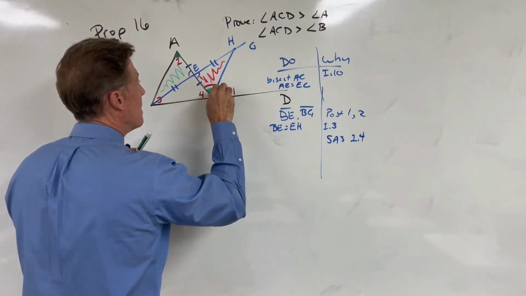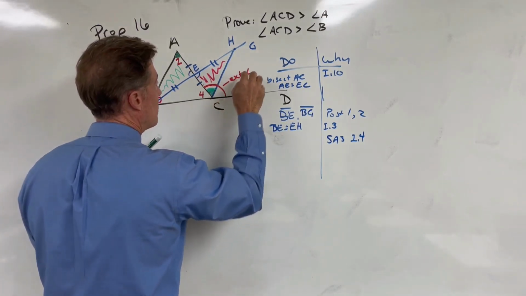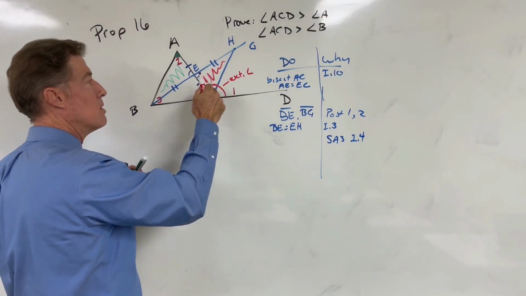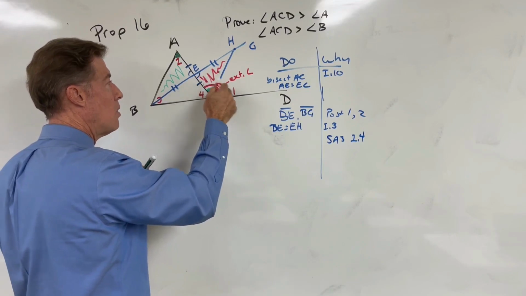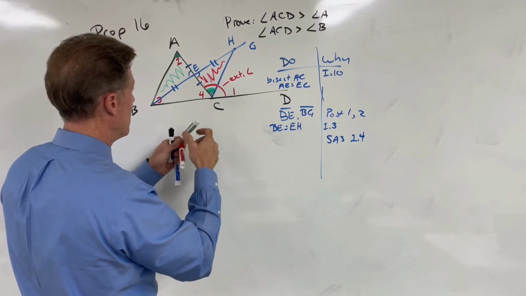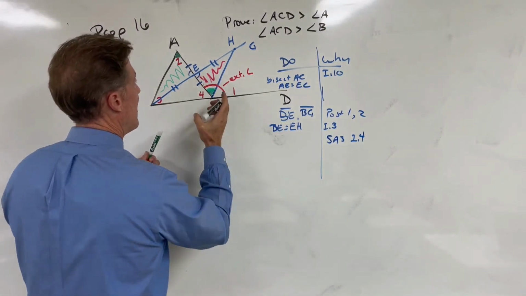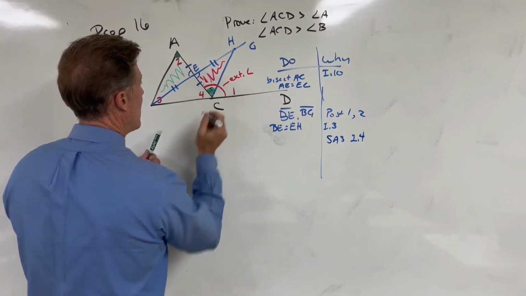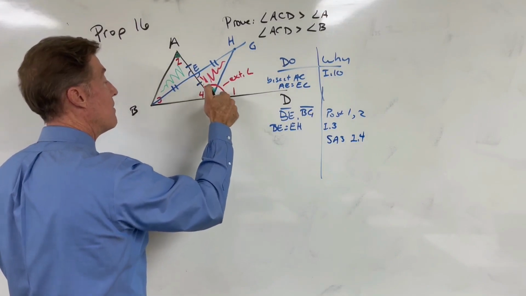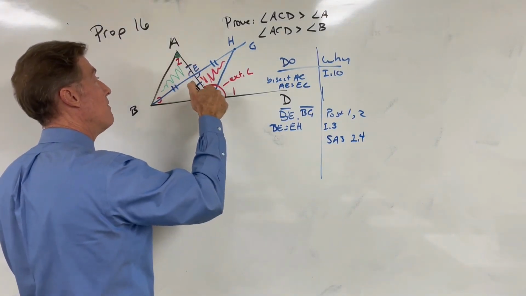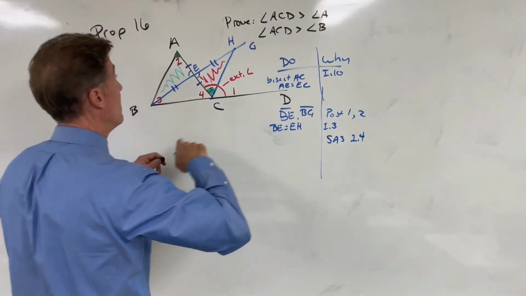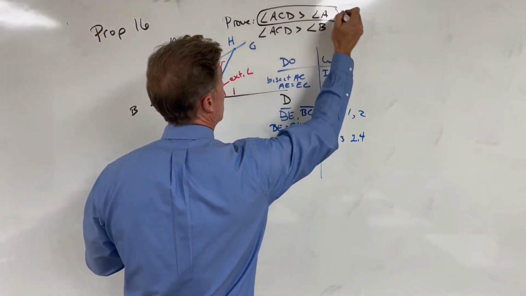But notice this red here is our exterior angle, and our red angle is obviously larger than this green angle. The green angle is part of the red, and so the whole is always greater than the part. So this angle here, let's give it a number, 5. This angle, angle 5, is equal to angle 2. But this exterior angle is greater than 5, therefore this exterior angle is greater than 2 because 5 and 2 are equal. Therefore, we have proven that angle ACD, our exterior angle, is greater than the angle at A.